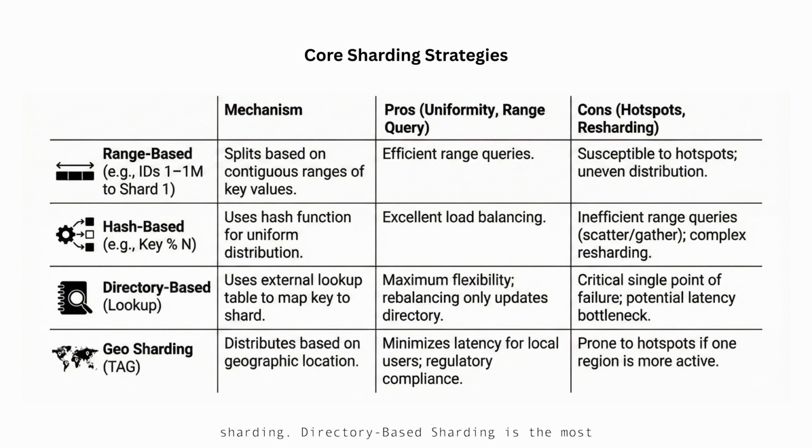Directory-based sharding is the most flexible. It decouples the shard key from the physical location via a lookup table or a shard map. To move data, you only update the map, not the hashing logic. The downside: the lookup service becomes a mission critical single point of failure or a latency bottleneck. And then we have geo sharding, sometimes referred to as tag sharding, which splits data by geography to meet latency goals and data sovereignty requirements, ensuring that all EU data stays on EU servers, for example.